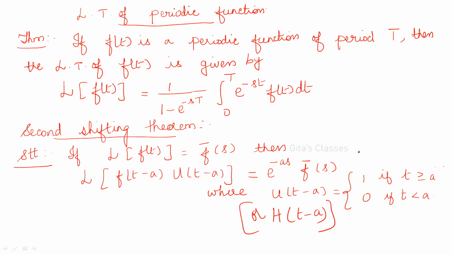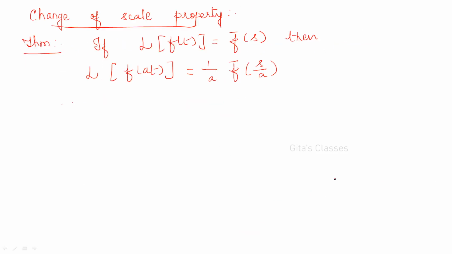And if L of f of t is f bar of s, and the function f of t minus a is multiplied by u of t minus a, then you find the Laplace transform of f of t and multiply by e power minus as. Even the proofs are available in the channel. If you want, please go through them. All the theorems with the proofs are also important. You can be asked.